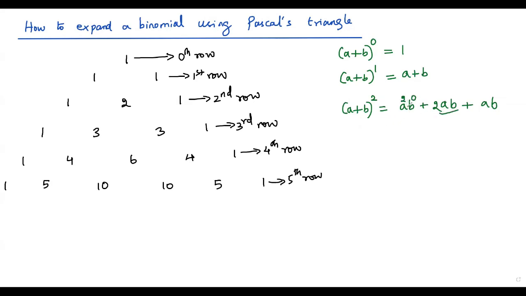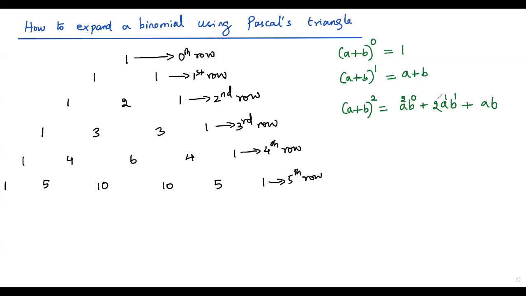In the next term, I have to subtract 1 from this 2. When I subtract 1 from this 2, it becomes 1. That 1 should be taken as the exponent for A. So I subtracted 1 from this exponent. At the same time, I have to add 1 to this exponent 0. 0 plus 1 is 1. That should be taken as the exponent of B.